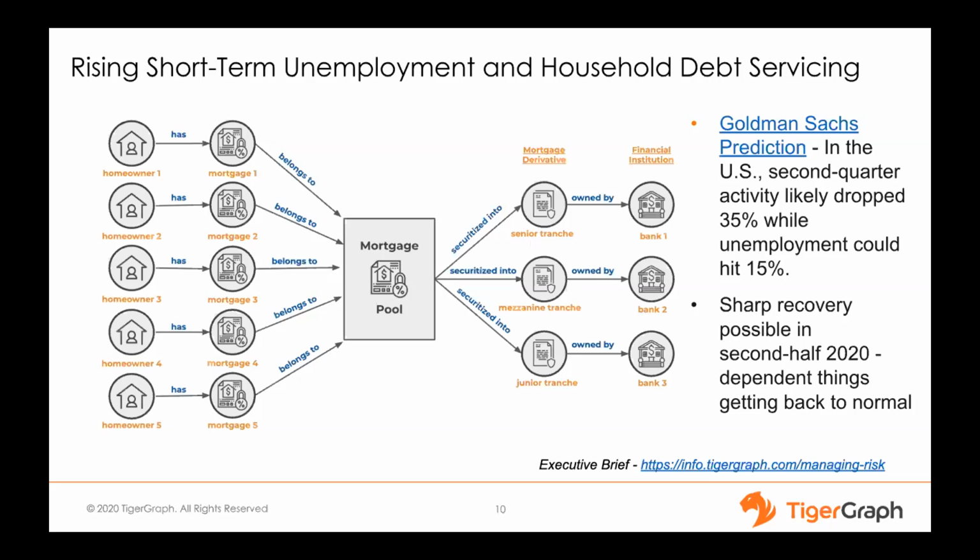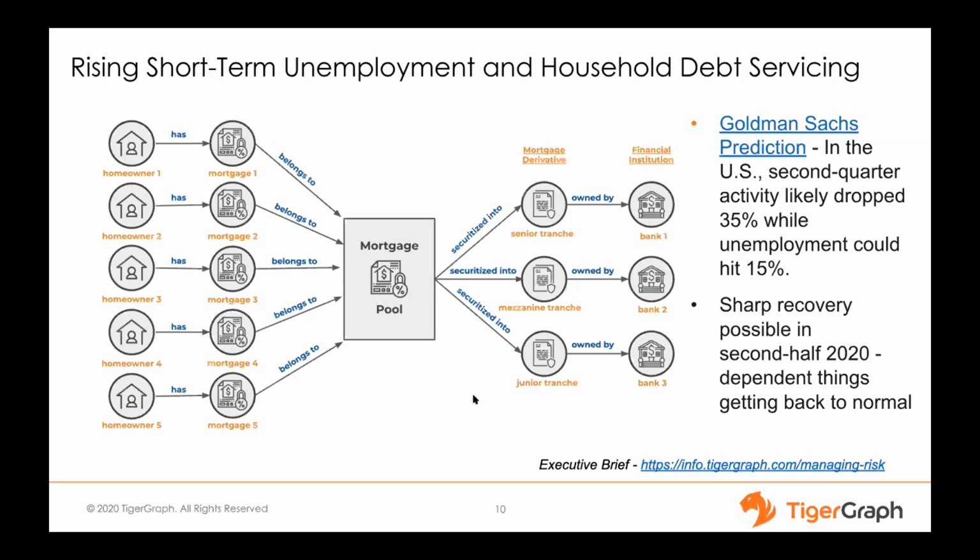So the Goldman Sachs prediction, and this is the one as of April 14th, is that the second quarter activity is likely going to drop by 35%, and unemployment could hit 15%. The sharp recovery is certainly possible in the second half of 2020, but it's dependent on things getting back to normal, and that's the key.